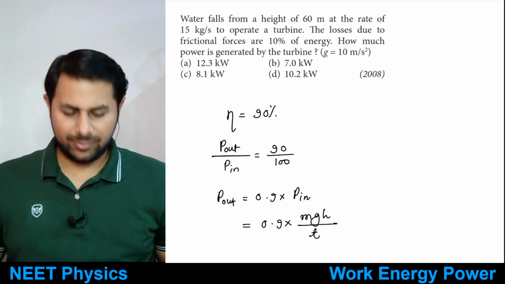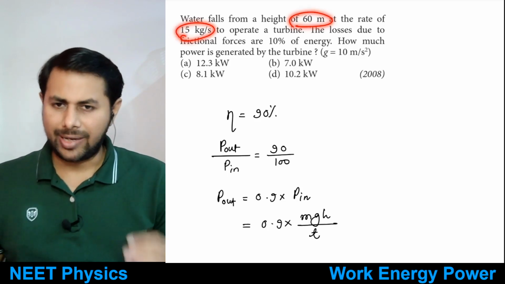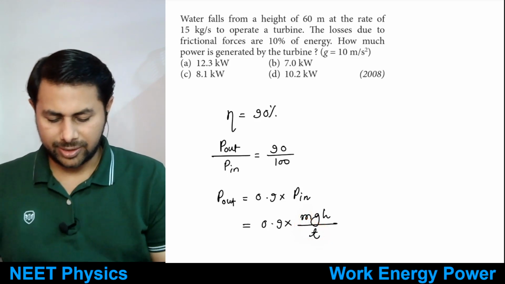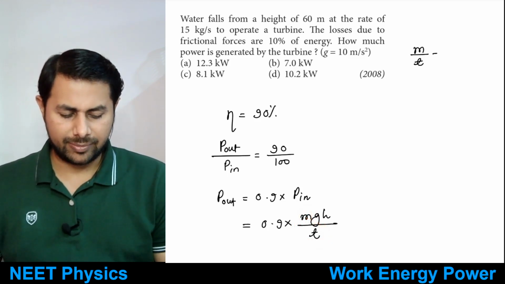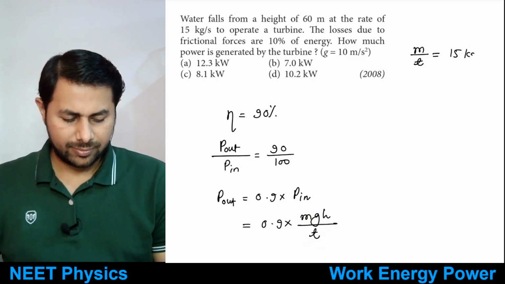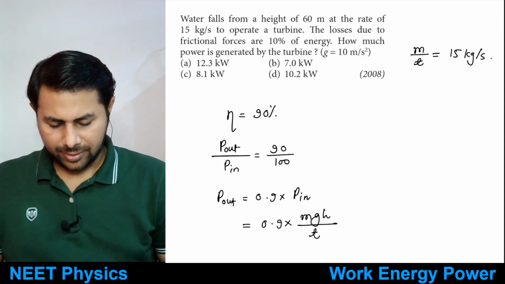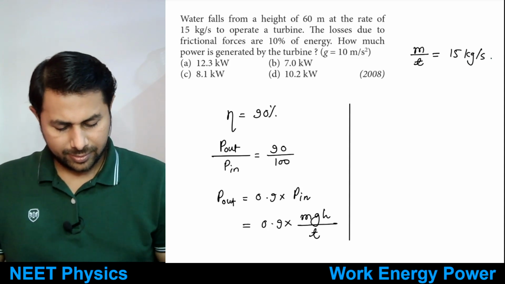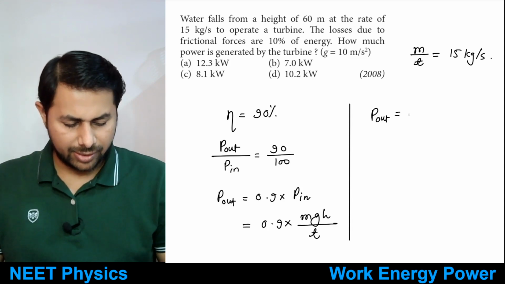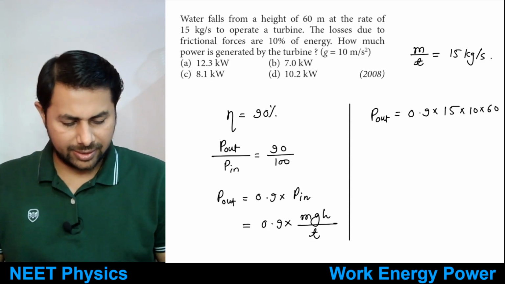t. What's given? Height is given, and the mass falling per unit time, m by t, is given. That is 15 kgs per second. So just put the values, then there is nothing left in the question. So P out is just equal to 0.9 multiplied by 15 multiplied by g, which is 10, multiplied by height, which is 60.